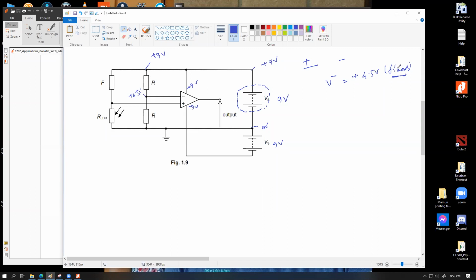It is not essential that V minus will always be fixed. For this circuit, it is. Other circuits can have other properties. So don't take it as a rule of thumb. This is exclusive for this circuit only.